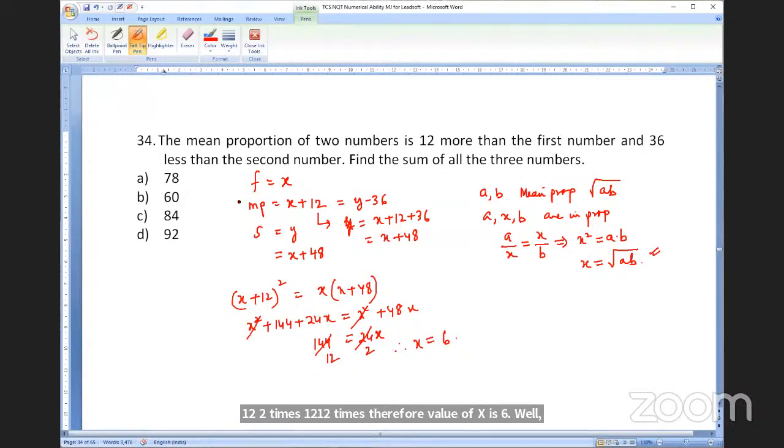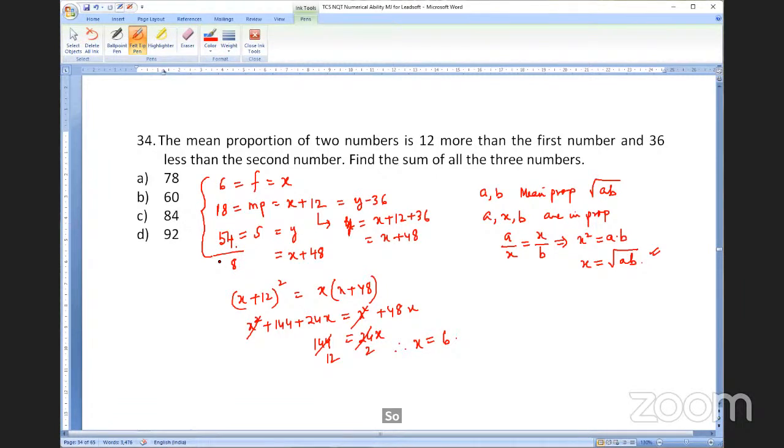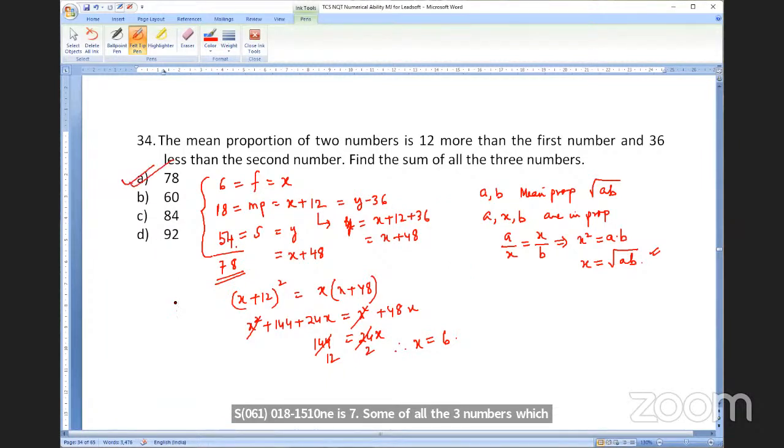12 by 2 is 6. So first number is 6. Mean proportion is 6 plus 12, that is 18. And the second number is 6 plus 48, that is 54. Find the sum of all the three numbers. They have asked us to find the sum of first number, second number, and the mean proportion. So 6, 18, 54 gives 78. Sum of all the three numbers in this particular question is 78.